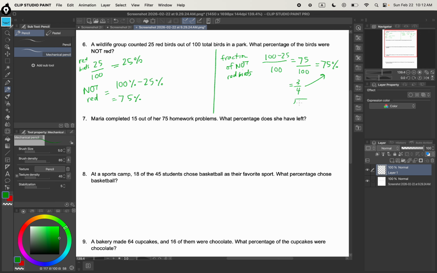Or you can do the top divide by bottom. Multiply, subtract 0, 75. Okay, and then times 100 equals 75%. All right, so I need my statement. I would say 75% of birds are not red. Okay.